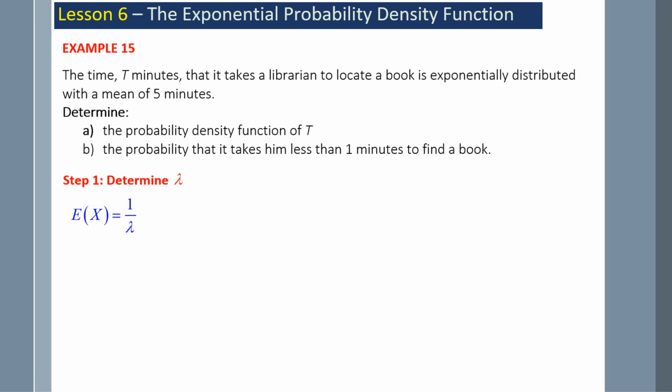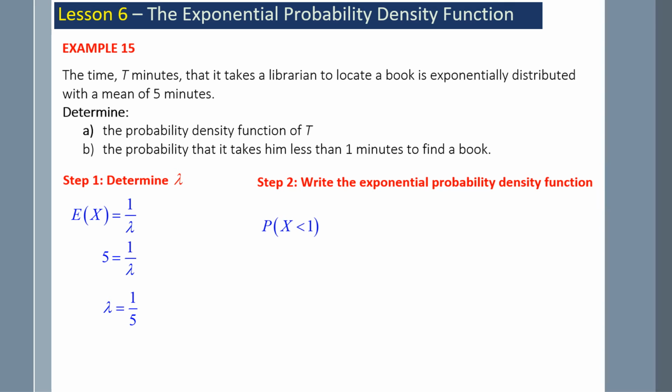Now, applying our rule for mean, which is mean equals 1 over lambda, if we know the mean is 5, we can solve for lambda, which, the parameter, means is 1/5. Now that we have that, we actually can use that and develop a probability density function. So step 2 is to write the exponential probability density function.